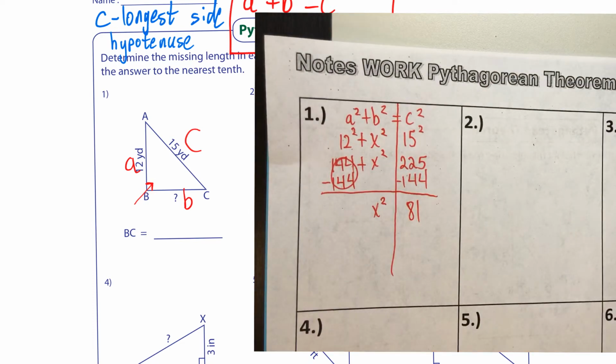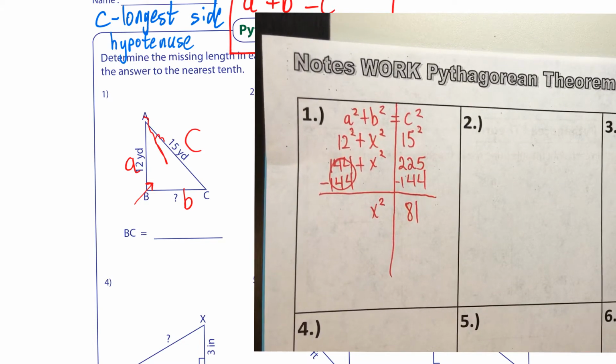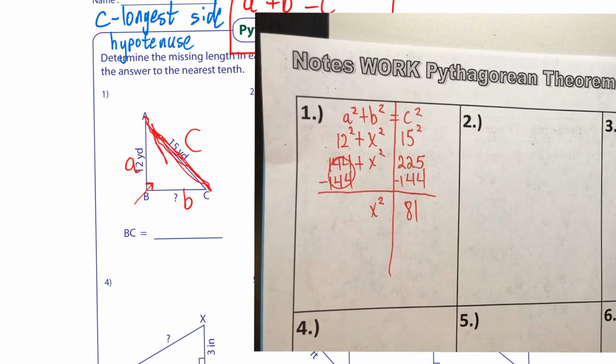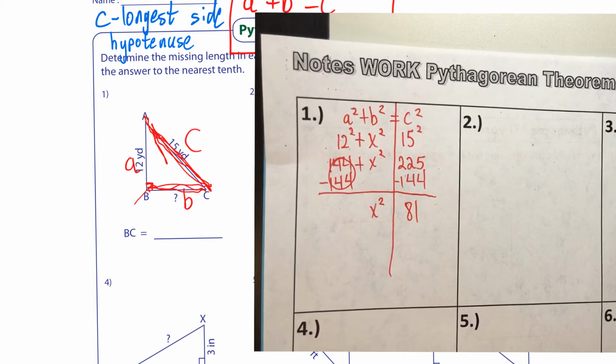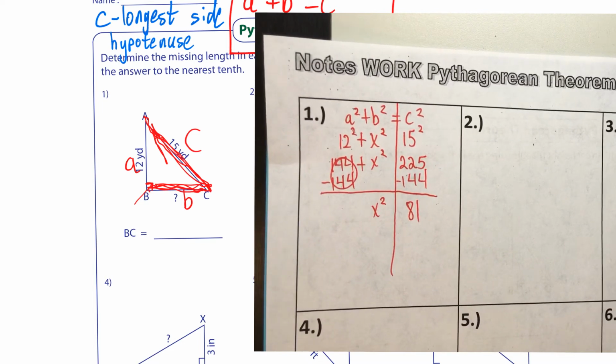Okay, now I've got x squared equals 81. And sometimes people want to stop there and say that's 81. But look over here. If this side is 15, is it possible that this side could be 81? Could you divide it? First of all, the answer is no. If that side's 15, there's no way that could be 81.